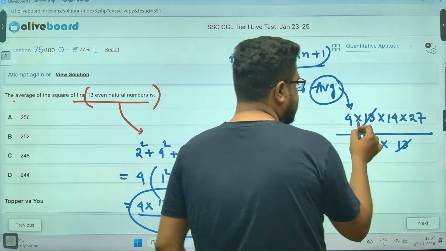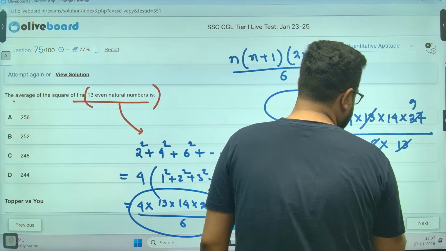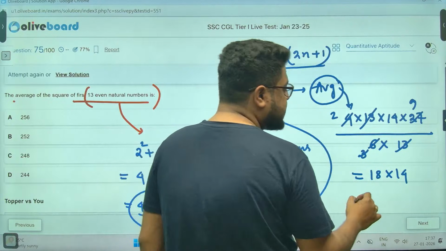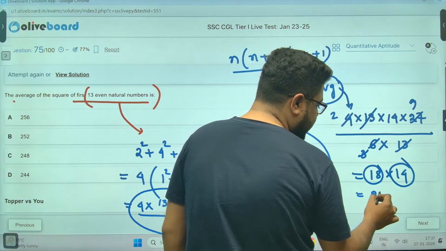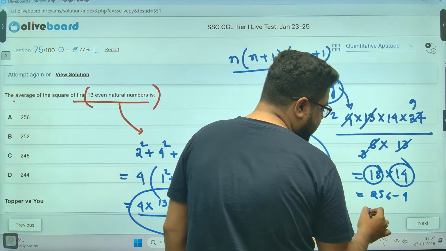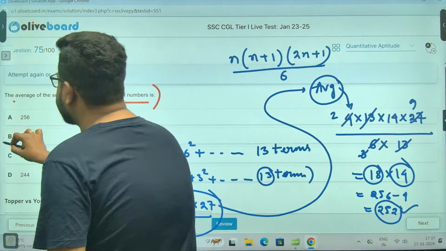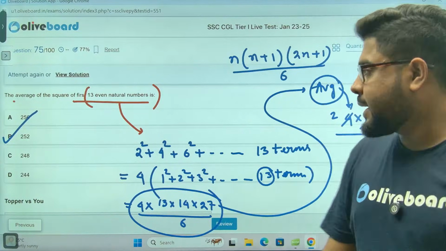Gone, sir. 2 2s are this, 2 3s are this, 3 9s are this. So 18 into 14, sir. Now again, you'll say how to do this calculation. Sir, 16 plus 2, 16 minus 2. 16 square, 256, minus 2 square, 4. 252 is the answer. Again, sir, done and dusted. Option number B is the correct answer.